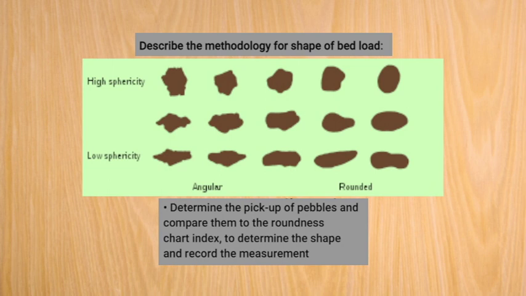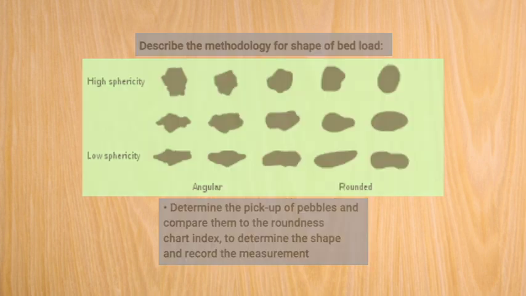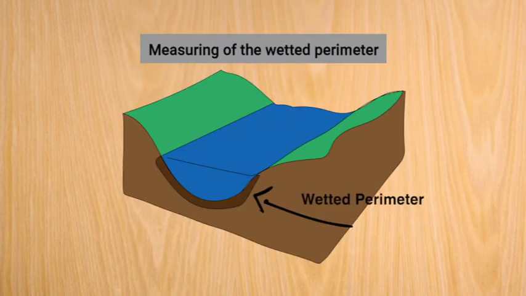How to measure the shape of the pebbles? Take the picked up pebbles and compare them to the roundness index chart to determine the shape and record the measurement. Wetted perimeter. It is also important that we know how to measure the wetted perimeter of the river.